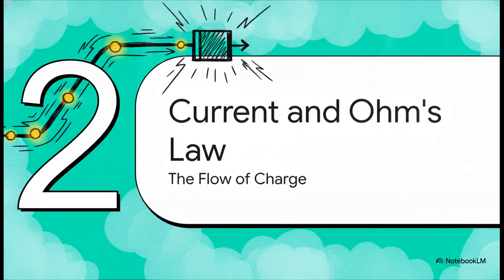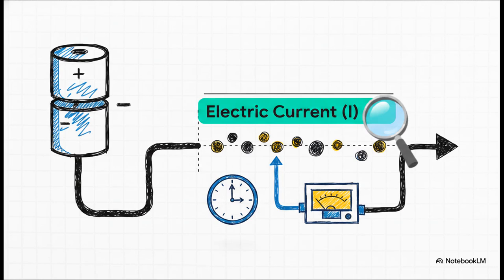Section 2. Current and Ohm's law. Okay, so now we know how to store electricity in a capacitor. But what happens when we finally give it a path to move? Simply put, if your capacitor is a storage tank, then electric current is the active flow of that charge escaping through a wire. Current, denoted by the letter I, is just the rate of charge, Q, flowing over a specific unit of time, T. To put that into perspective, 1 ampere of current is exactly 1 coulomb of charge flying past a single point every single second.